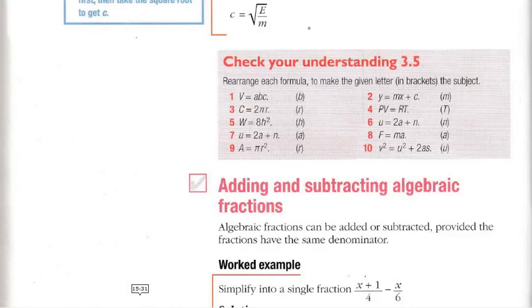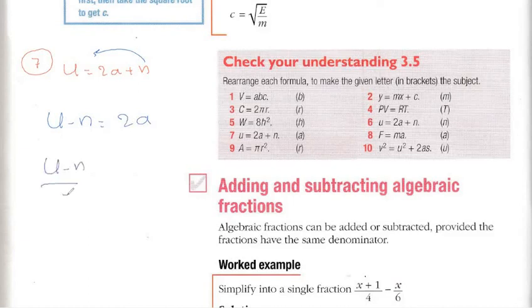Seven, u equals 2a plus n. Now make a the subject. Take n to the other side, u minus n equals 2a. Then divide both sides by 2. u minus n divided by 2, and 2a also divided by 2. Now we cancel 2 with 2. Only a is left. a equals u minus n over 2.